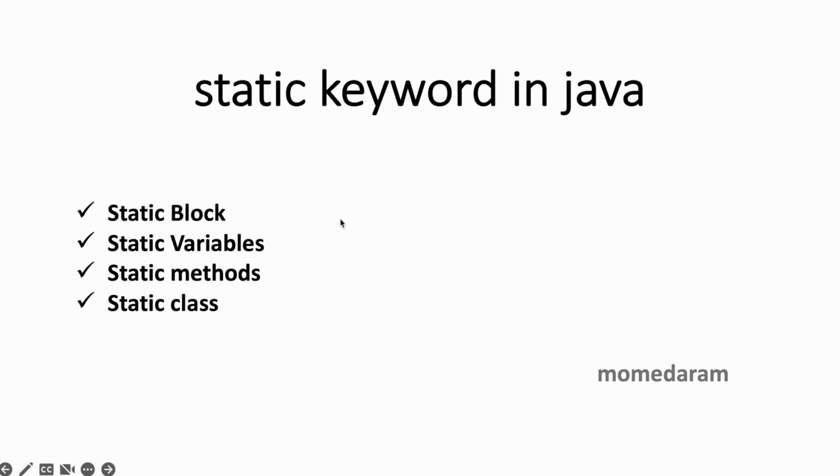The static variables and the static methods of a class can be accessed without creating an object. That means by using the class name we can access the static variables and static methods. Now let us see one by one in detail.